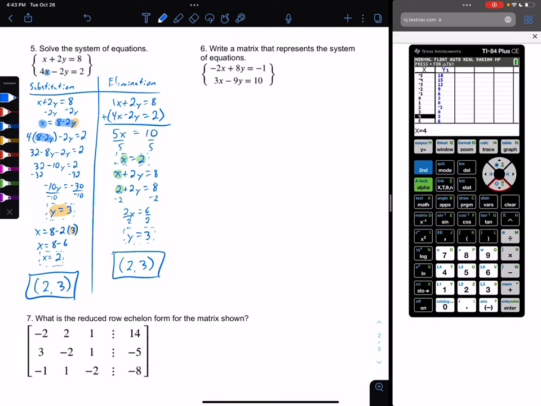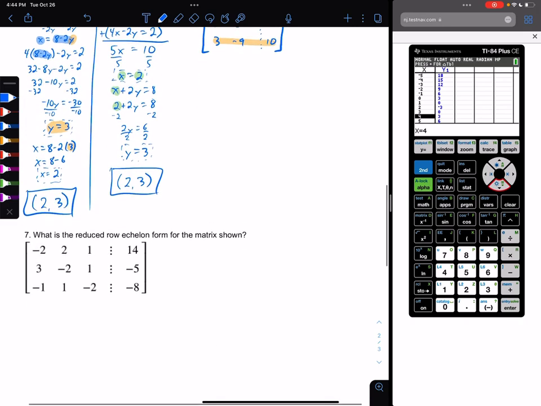All right, number 6, write a matrix that represents the system of equations. These ones are easy. Everyone enjoys these because there's not a whole lot of work. Just make sure that it's x then y and then the equal to a constant, which it is. So I'm just going to copy my coefficients, 8, -9, -1, and 10. So these numbers here went here, and these numbers went here. That's it. They just want you to write the matrix that represents the system. They're not asking you for anything else, so you did your job.